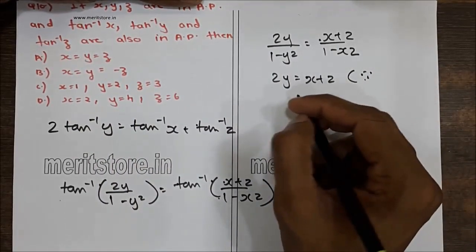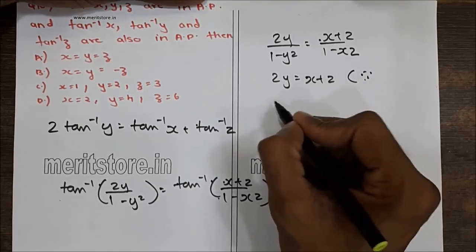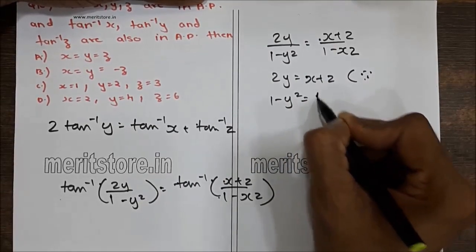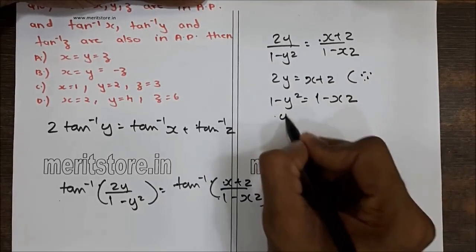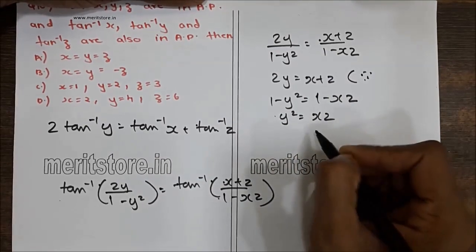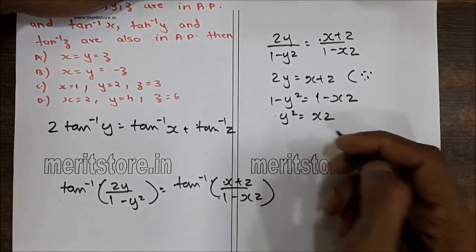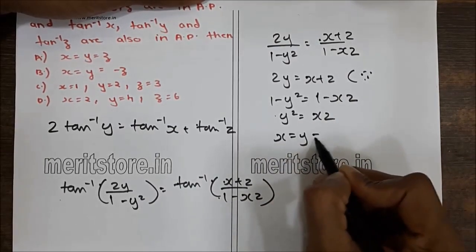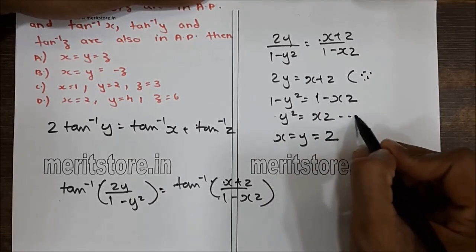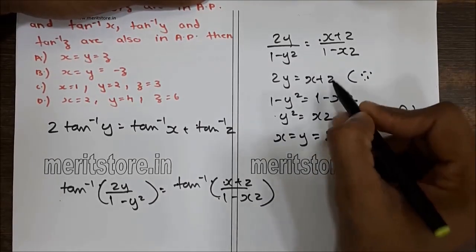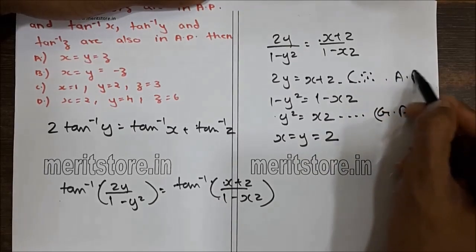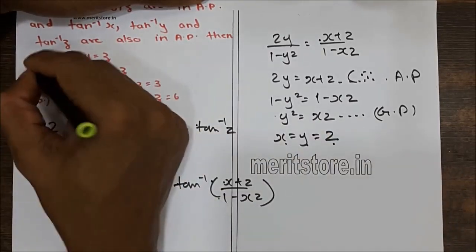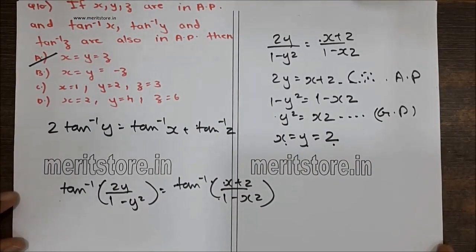So we can write this as, which gets cancelled, or which can be written as 1. So we are left with 1 minus y square equal to 1 minus xz. Solving this further, we get y square is equal to xz. So therefore x, y, z are both in GP and in AP. Therefore we can say that x is equal to y and y is equal to z. But this is in GP and this term is in AP. Therefore x is equal to y is equal to z, which is our option A. Therefore option A is the correct answer.